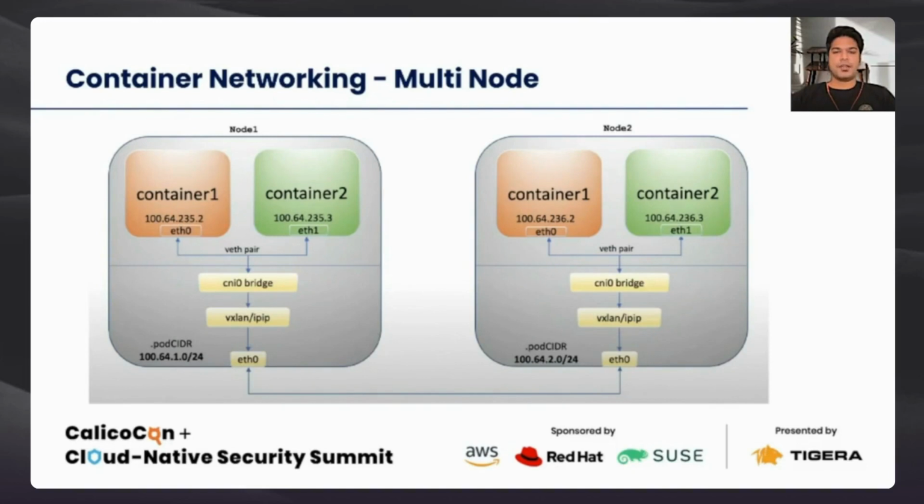If container 1 wants to talk to container 2, then the traffic will traverse from a VETH pair to the CNI bridge. This will have an IP through the VXLAN, and through this eth0, the communication will take place. There will be an overlay network also, which will be used by Calico. That's basically how the multi-container communication will happen. And this is a brief explanation.